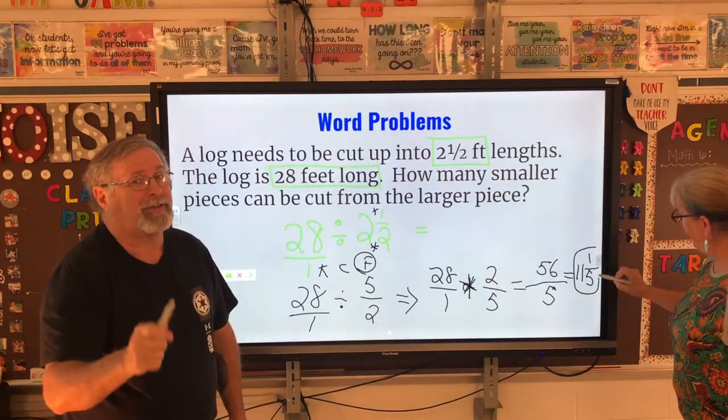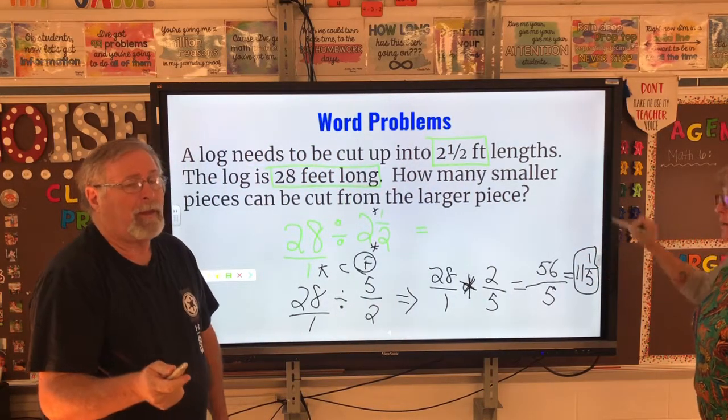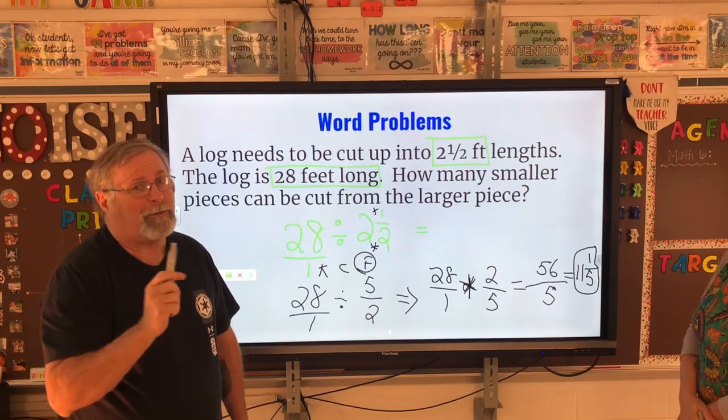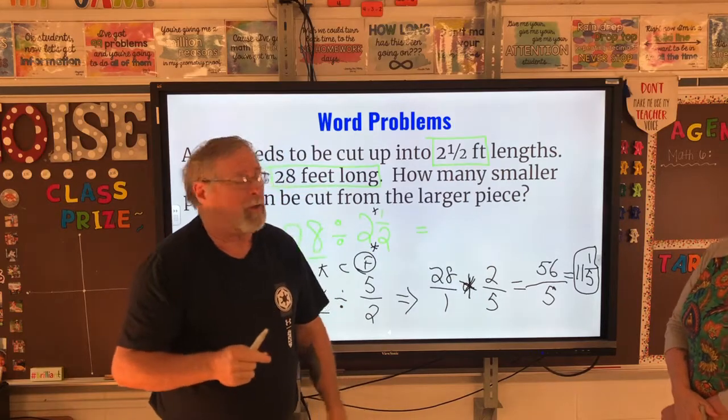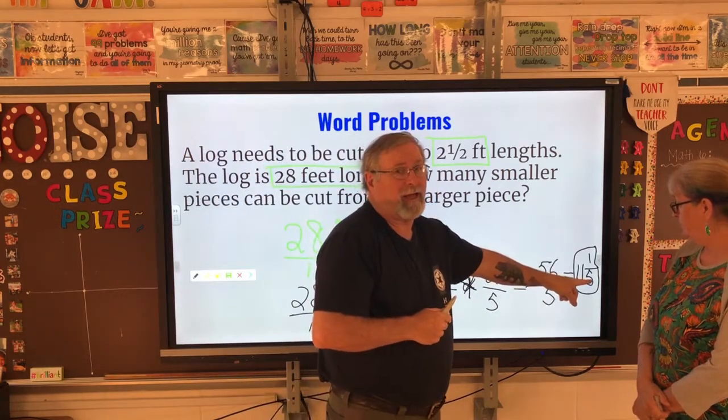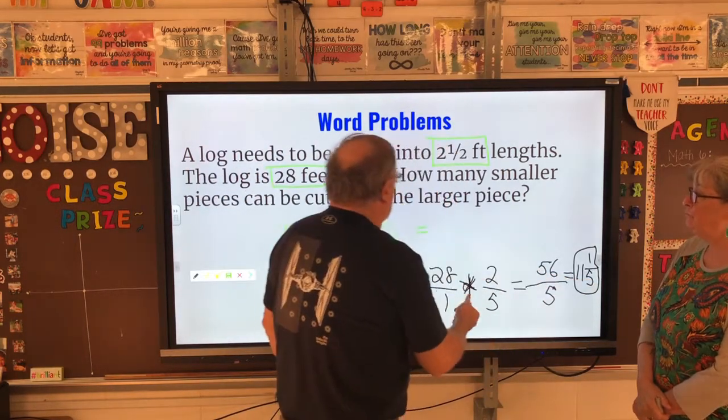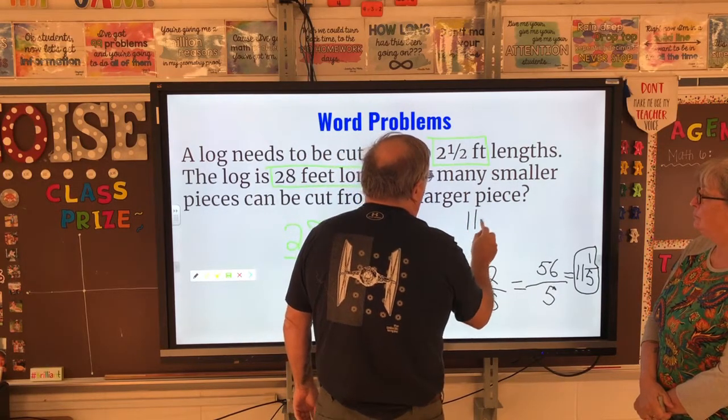Now, that doesn't answer the question. Mathematically that's the answer, but that's not what the question asks. It says, how many 2.5 foot boards can I get out? Well, that 1/5 is not 2.5 feet long. So the answer to the question is, I can get 11 small boards.